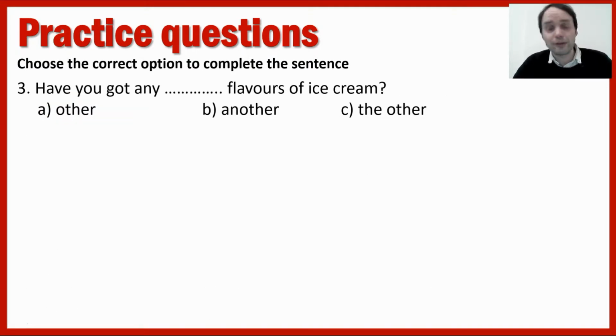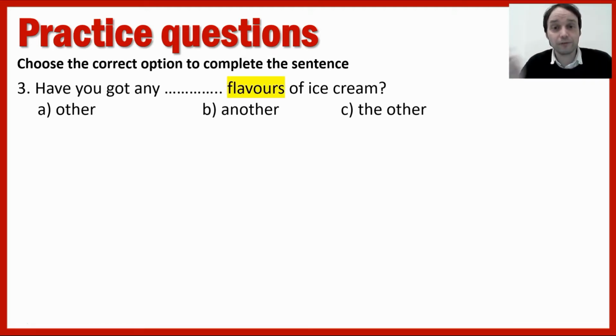Alright, so let's have a look at number 3 then. Okay, hopefully you've got 2 right so far. Alright, have you got any flavors of ice cream? 3 options. A, other, B, another, C, the other. Okay, actually I think this one is a little bit easier than questions 1 and 2.